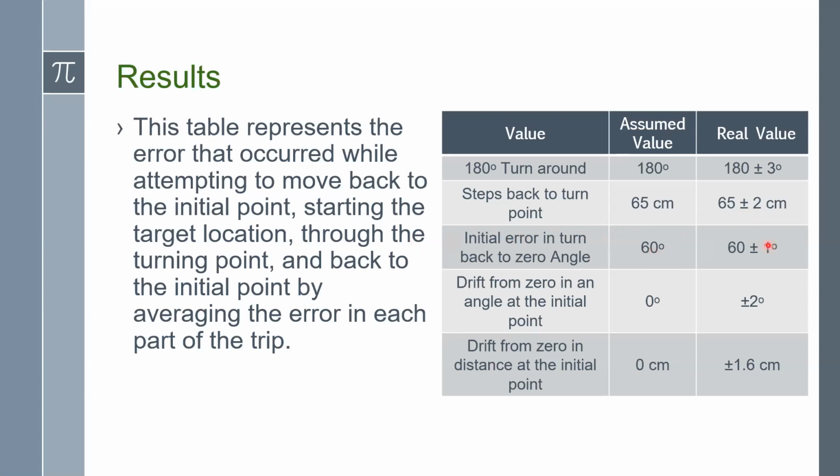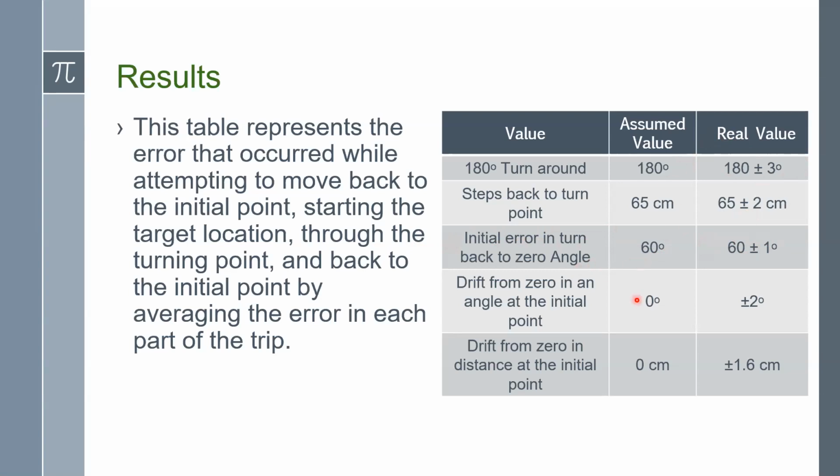When we were turning back, the average of the error was reduced to 1 degree, since we use the same technique that is used in the turning around this time.